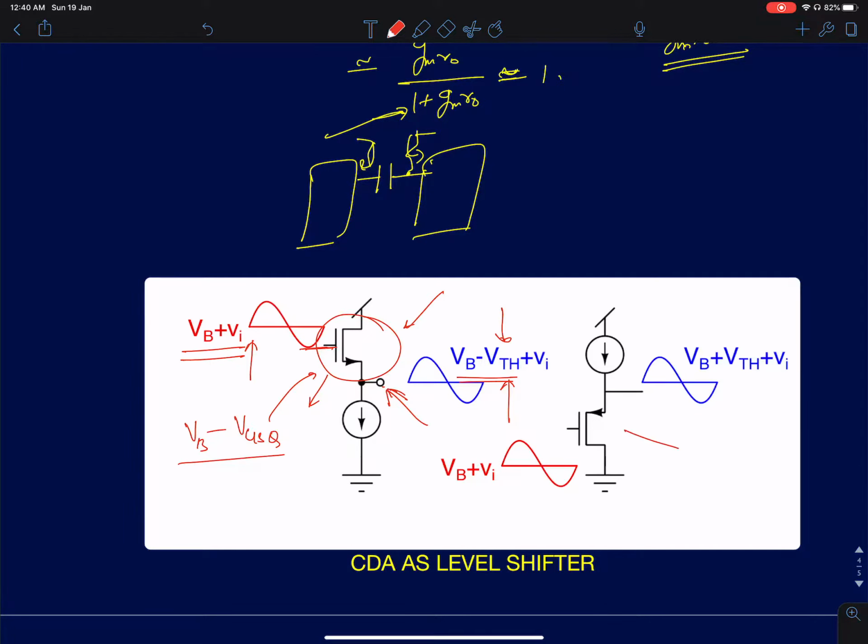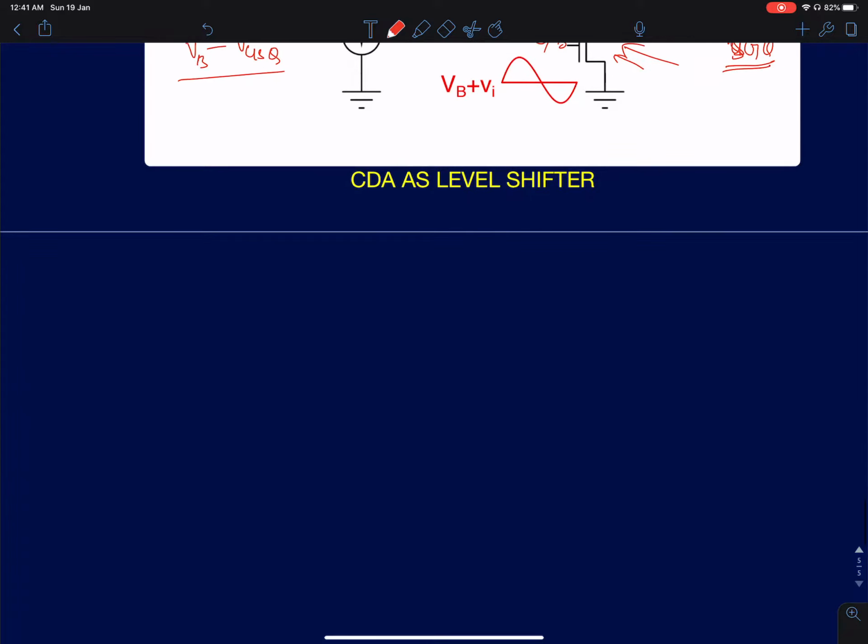Or you can also use a PMOS level shifter. Again, for a PMOS here, the gate is the input and the source is the output, so it's a common drain configuration. You can increase the DC level by VTH. I've written VTH here, but essentially it is VGSQ. In this case, it will be VSGQ for a PMOS device. But if your device size is sufficiently large, your VGS will be very close to VTH. So that's what I've written here. You can level shift the DC values of the input signal. So that's it about the common drain amplifier.